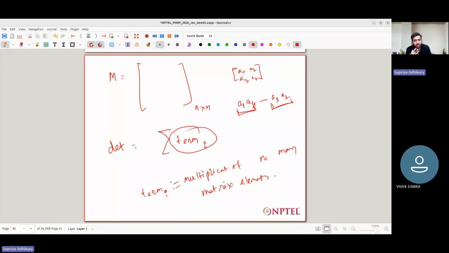Multiplication of n many matrix elements. If there is an n cross n matrix, each of these terms should be a multiplication of n many matrix elements. Like for 2 by 2, this is the example. Even though there is a subtraction, we can consider it as a sum, like this, plus minus A3 times A2.